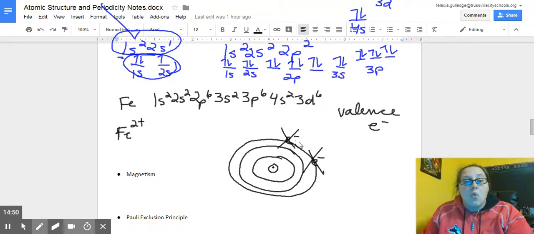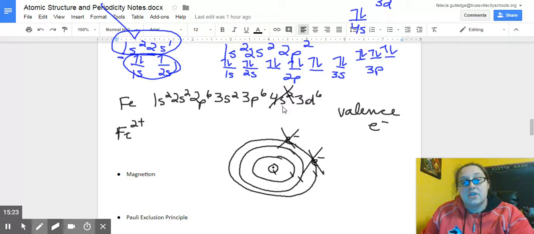So where do these outermost electrons reside? Well, if this is the first energy level, that's there. Second energy level, that's there. Third energy level, that's there. Fourth energy level, that's there. The fourth energy level for iron is the outermost energy level. So where am I going to be taking electrons away from? I'm going to be taking both of those electrons away from the 4s orbital.